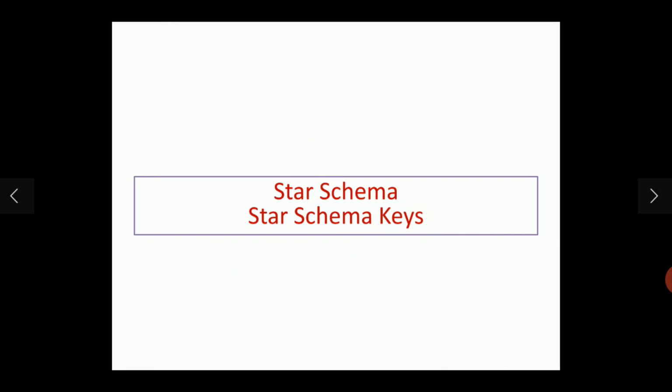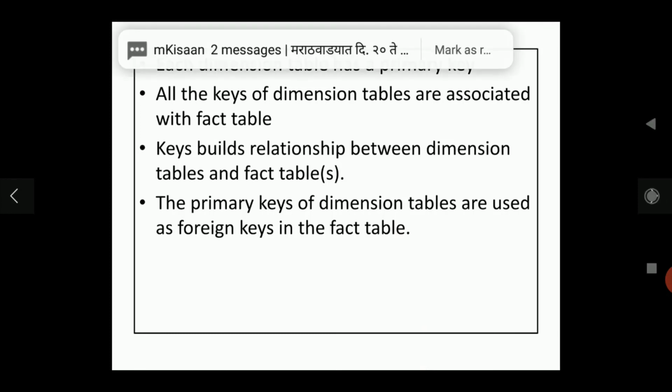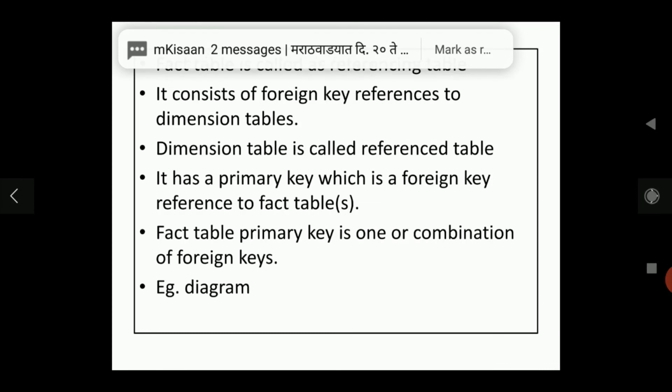So the next topic is star schema keys. Each dimension table has a primary key. All the keys of dimension tables are associated with the fact table. So the relationship between the dimension table and the fact table is built by the keys. The primary keys of dimension tables are used as foreign keys.